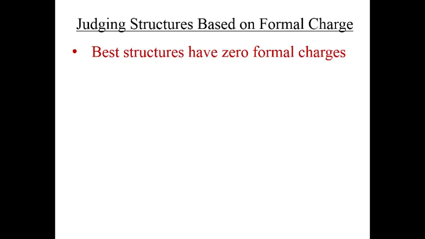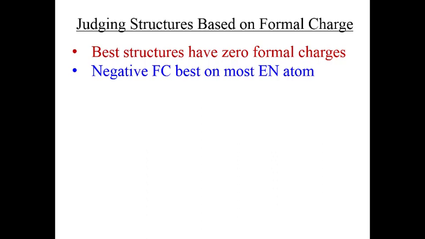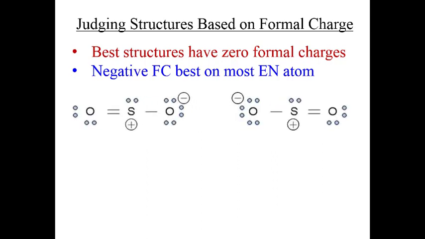If there are formal charges, better structures will have negative formal charges on the most electronegative atom. This makes sense, since electronegativity is a measure of the ability to attract negative charge. Here are 2 resonance structures of sulfur dioxide. They both satisfy the octet rule and show 3 shared pairs and 18 electrons overall. They each have a positive formal charge on sulfur and a negative formal charge on a terminal oxygen. These 2 structures are truly equivalent.